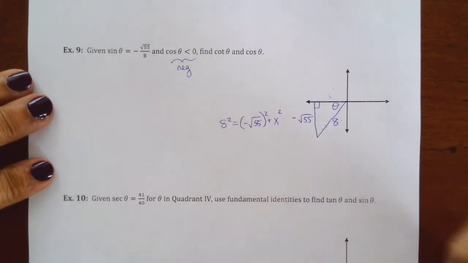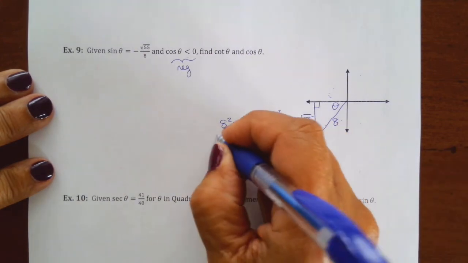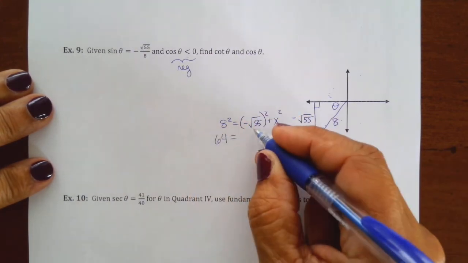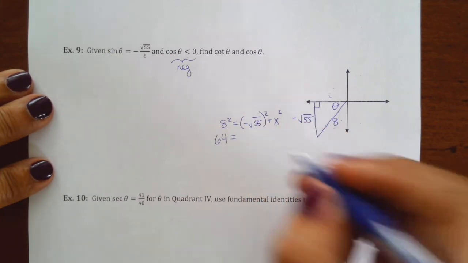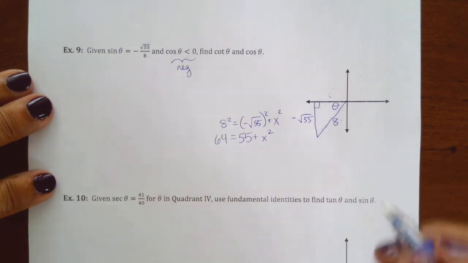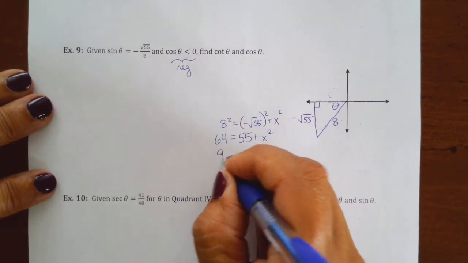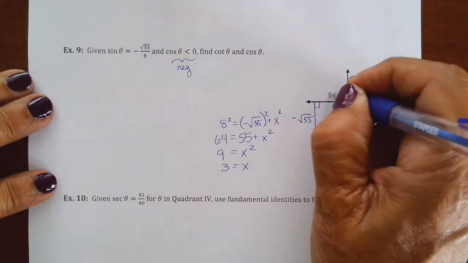That's the one we're missing. We're missing the x value. We have the y. So 8 squared is 64. The square root of 55 squared would be 55. And when you square it, a negative times a negative is positive. Subtract 55 from 64, we get 9. Take the square root, we get 3. So this side is 3.